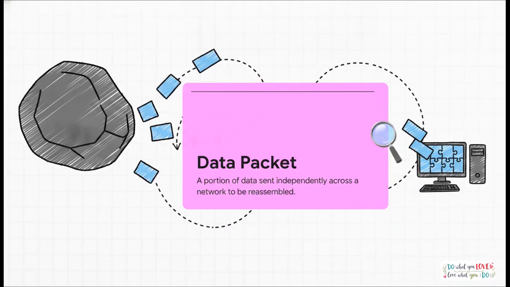Okay, so once our data is shrunk down, we still can't just hurl it as one massive boulder. Instead, it gets chopped up into smaller, bite-sized chunks called data packets. This is the foundational concept of packet switching. Instead of sending one giant file, we send these small, independent units of data across a network, trusting them to find their own way to the finish line, where they'll be carefully reassembled at the receiver's end.